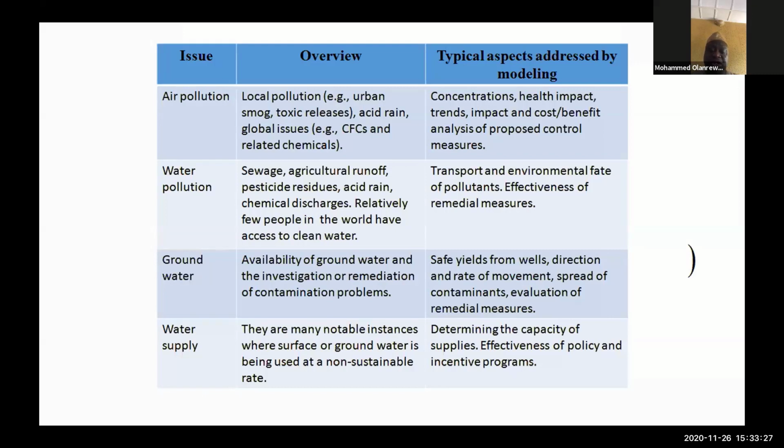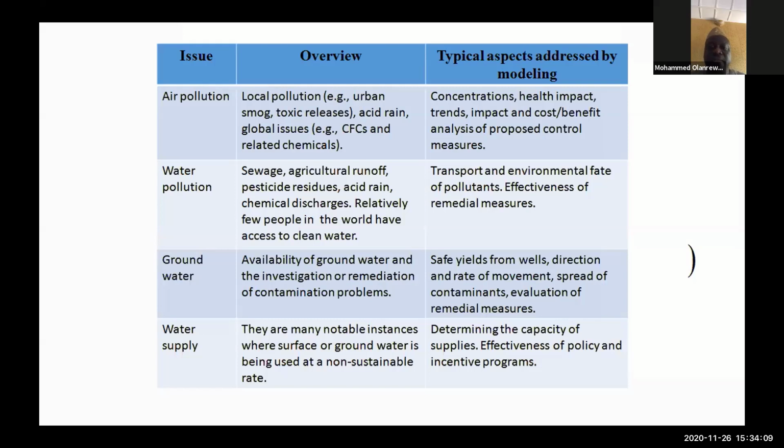Like I told you today, this is where I will spend more time now. What are the areas? Because the topic given to me is the application of mathematical modeling to real life situations. Air pollution. If we look at the overview, we have what we call local pollution in urban areas, smog, toxic releases, acid rain, global issues, and related chemicals. Typical aspects addressed by modeling: anybody that is interested can decide to say, I want to work on mathematical modeling of air pollution, where the person will work more on concentration, health impact, the trends, impact and cost-benefit analysis of proposed control measures.